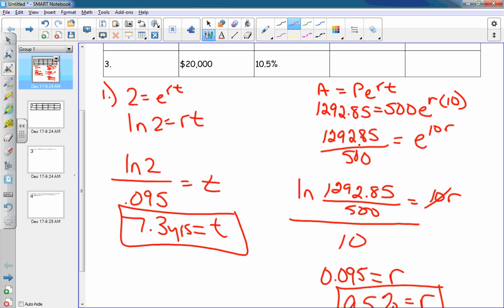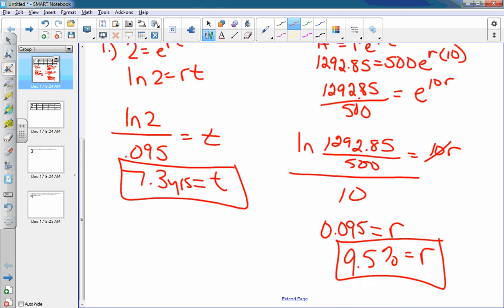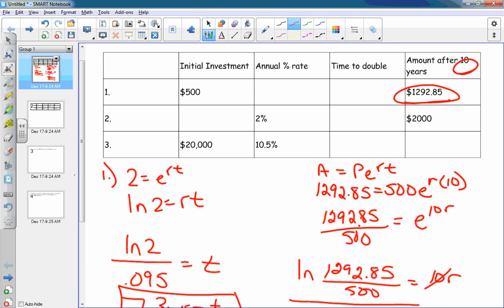7.3 years is the time to double. Okay? Do we understand number 1? So from there, if you look at number 2, what do you have to find first for number 2? What do they give you? The rate. So can I find my time to double immediately since I have my rate? Yes. So then after that, I have to find my initial investment, which I'm going to plug in using the rate, this, and then my time, which is going to be 10. And that's going to give me my initial.